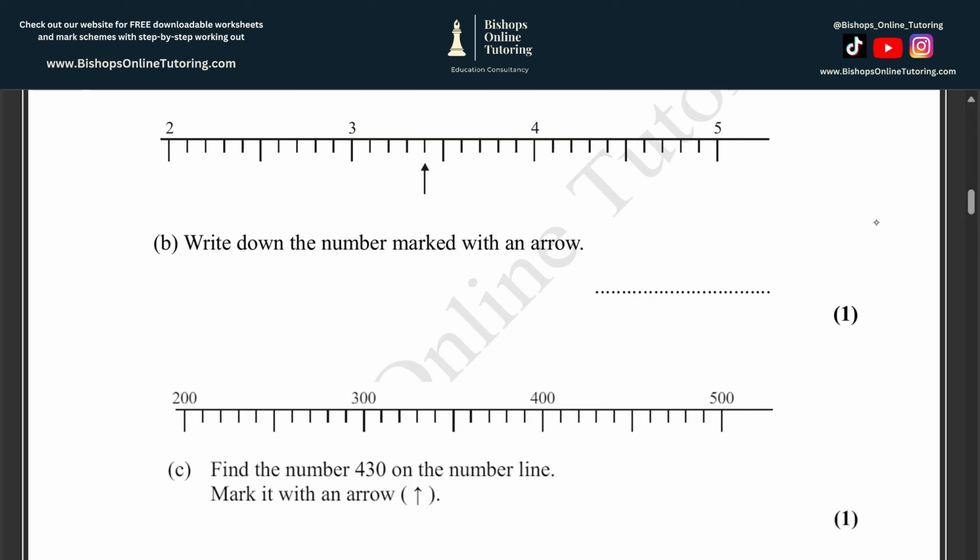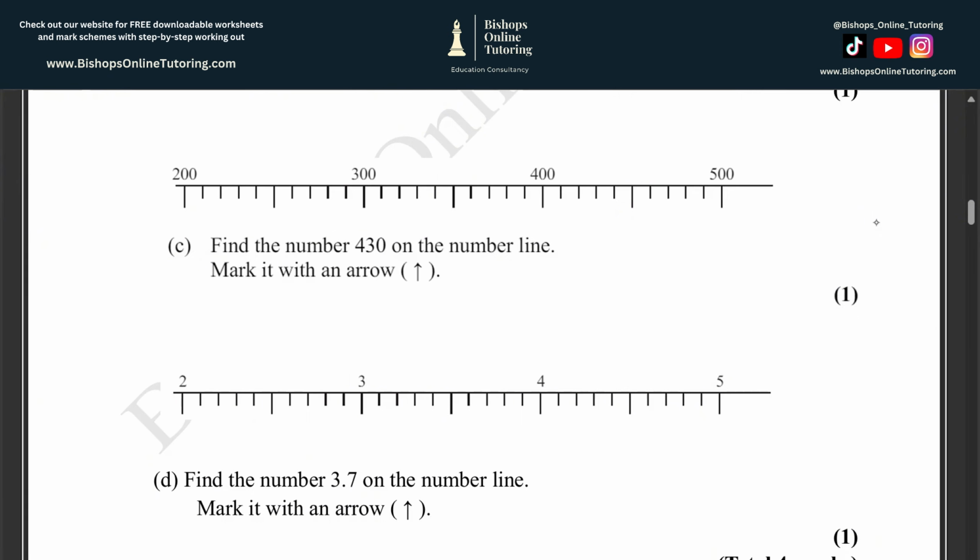Write down the number marked with an arrow. Well, we can see that we've got the middle point right over here. So that has to be 3.5. And in between, we can see that there's 4 indicators, so each one has to represent 0.1. So 3.1, 3.2, 3.3, 3.4. So this has to be 3.4.